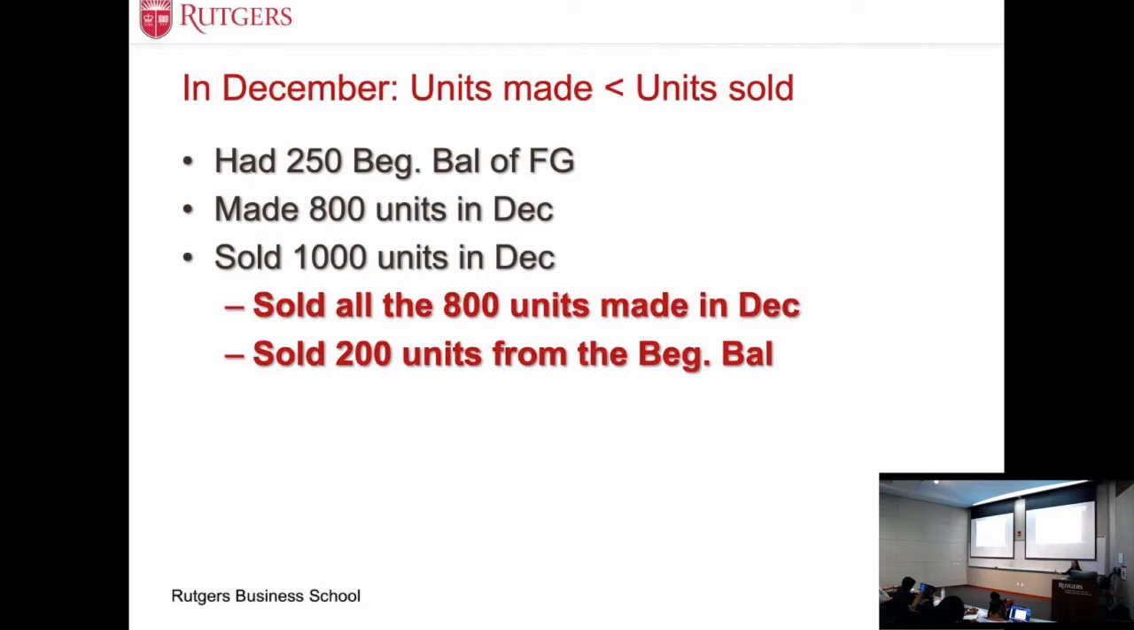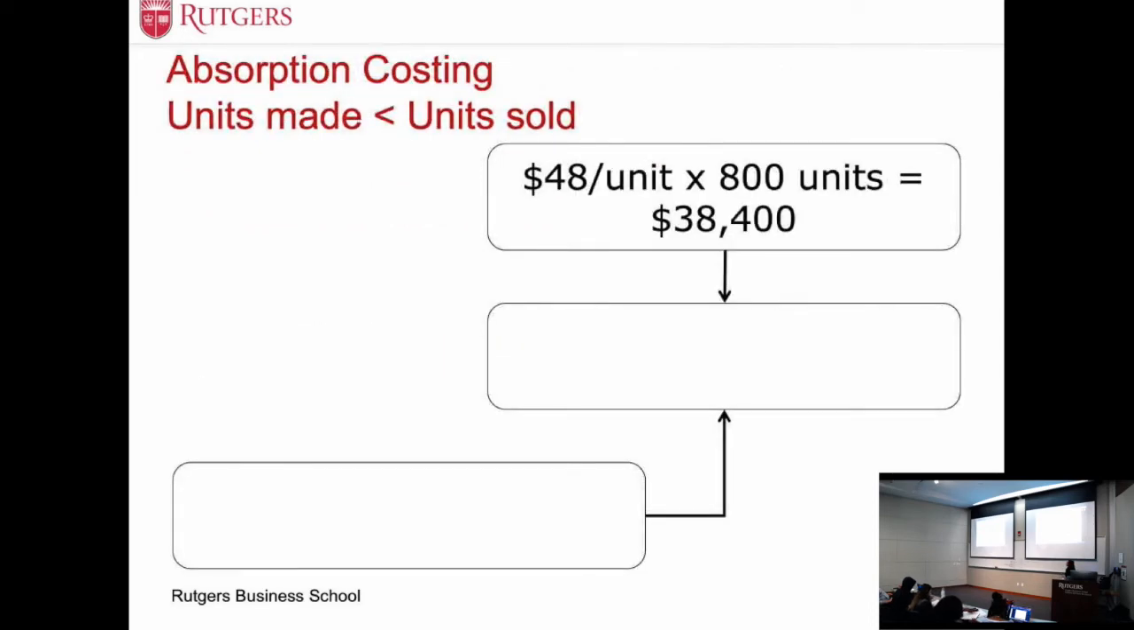And this is important because it will impact the cost of goods sold that we calculate under the absorption costing. And let's see how it will impact. So now I'm going to calculate the cost of goods sold. Okay? So if we are going to sell 800 units that we made in December, right? So the unit production cost that we should use is $48 per unit because that's the production cost per unit we calculated for December, right?